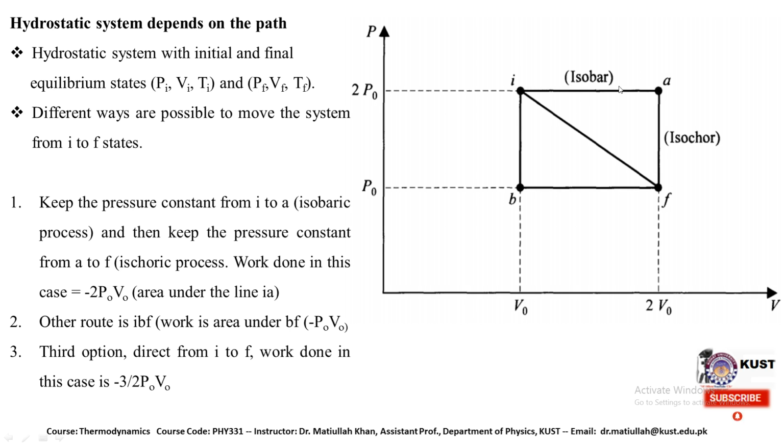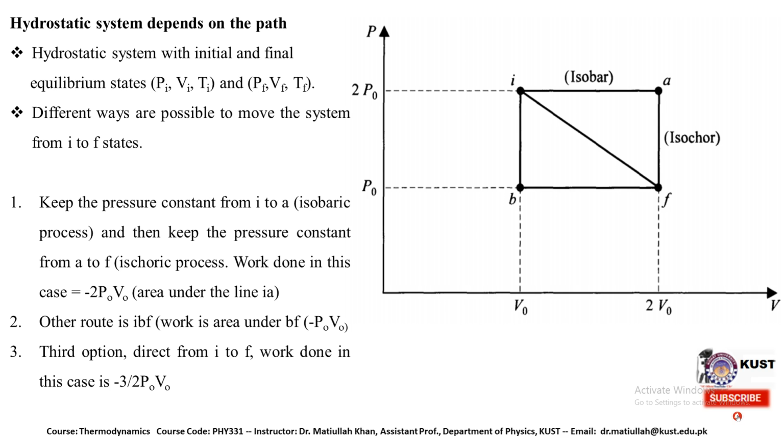From I to A, we need to keep the pressure constant, and this is called an isobaric process. And from A to F, we need to keep the volume constant, and this is called an isochoric process. The whole work done in these two steps is given by minus 2 P naught V naught. That is actually the area under the line IA.